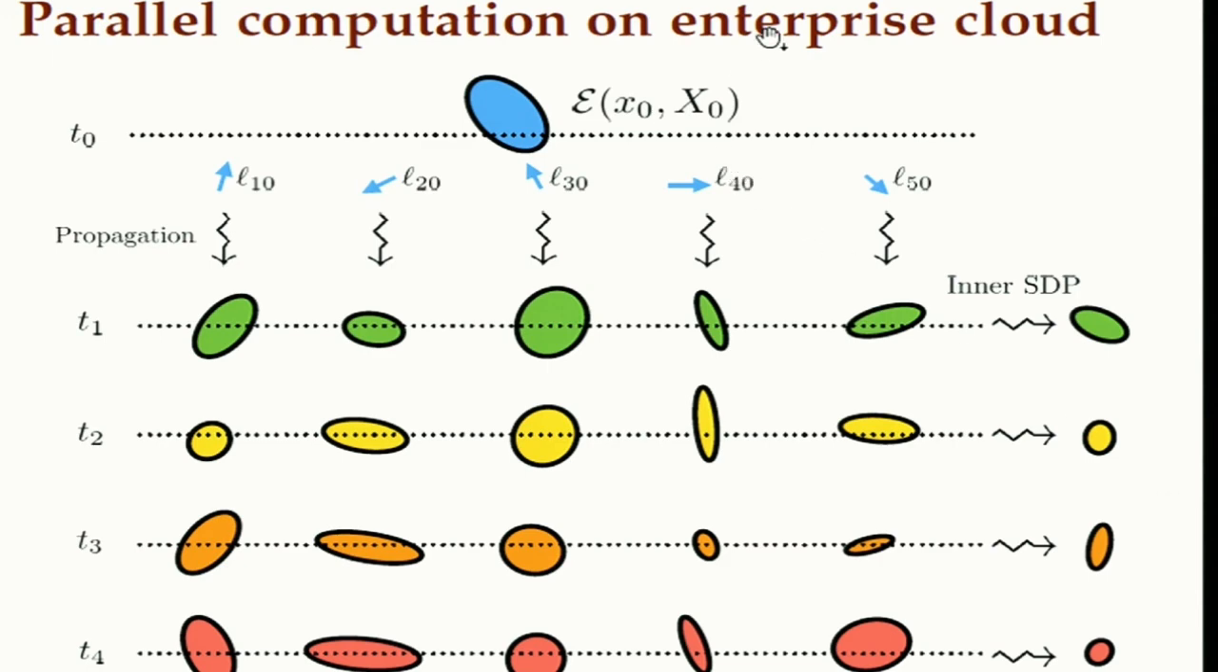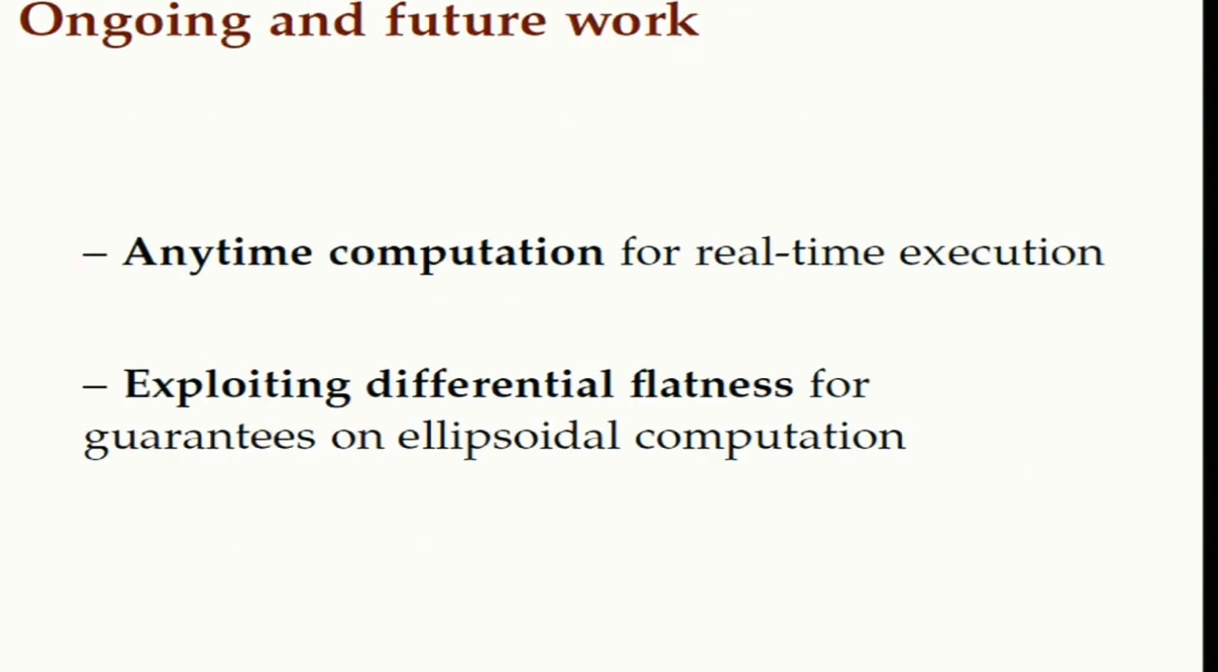I will not go into the details of anytime computation, but what happens is that if you have less computational time, you are going to get bigger outer ellipsoids. It will always be guaranteed to be bigger, so it will never compromise safety, but the quality of the outer approximation will vary depending on how much computational time you have available. That is one idea we want to exploit in this cloud-based implementation.